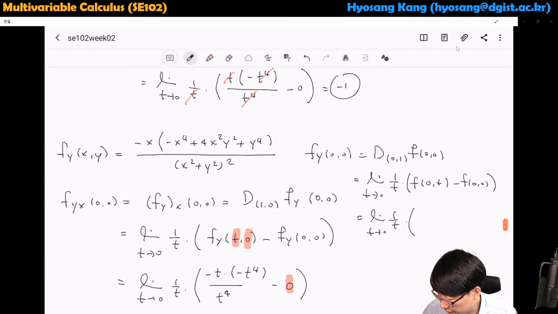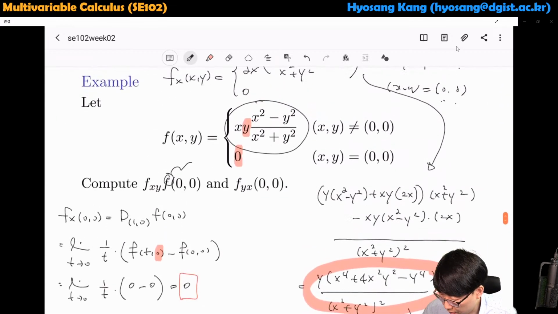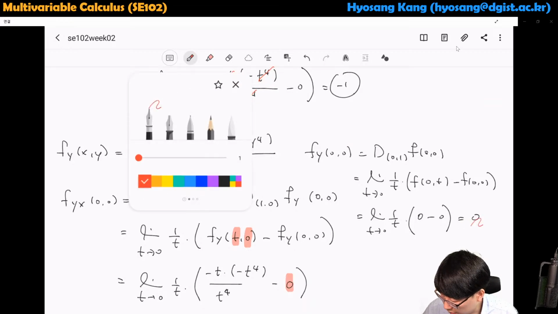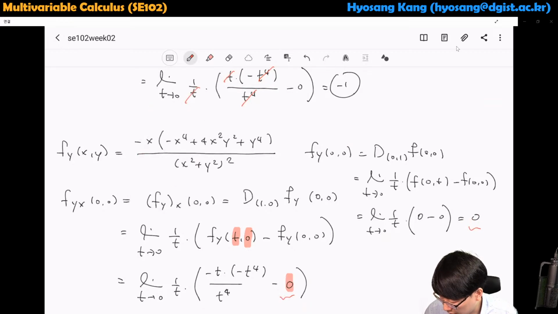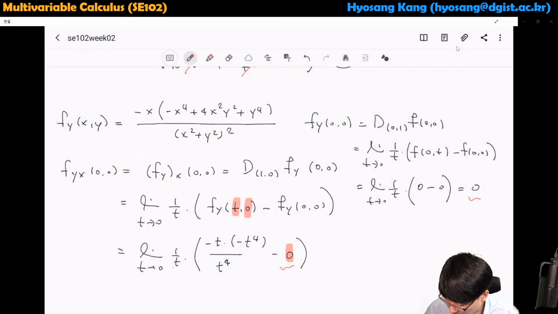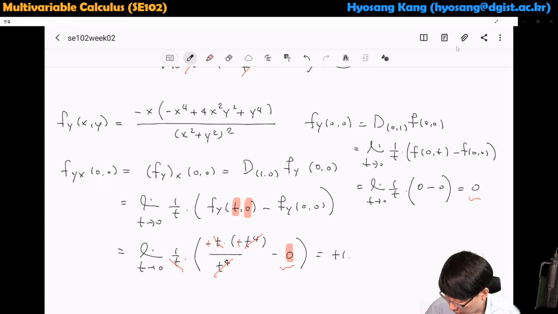So what is f of 0, t? When x is 0, if you look at the formula, here is x, so everything goes to 0. So this is 0, and f of 0, 0 is defined as 0, so this is all 0. So because of this result, we know that this is also 0. So then there's a cancellation. We have t cancels out, t to the fourth cancels out, and we have 2 minuses. So the result is plus 1.